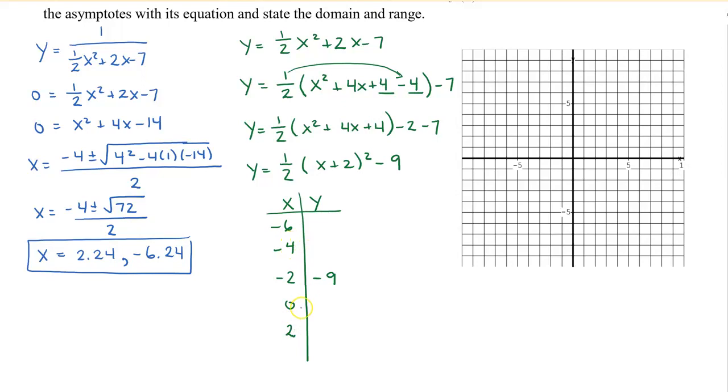So plugging in -4 or 0, I'm going to get -7. And then plugging in -6 or +2, I get -1. Now notice my y values are still all negative, so I'm actually going to pick one more value. I'll pick 4 to see if I get to the positive side so that I actually cross the x-axis. And when I plug in 4, I'm going to get +9.